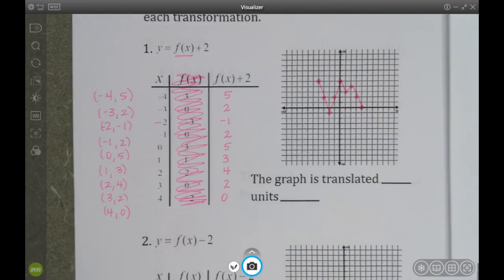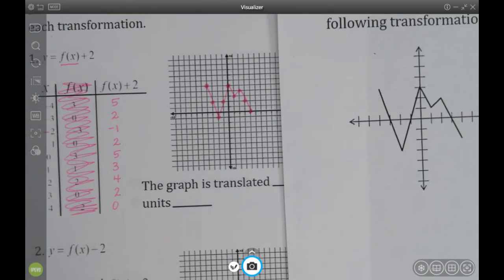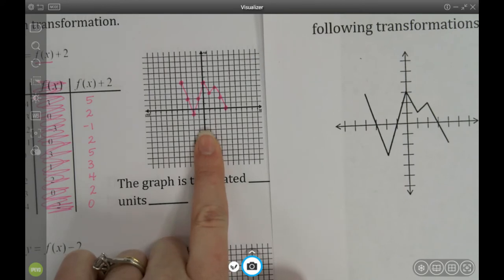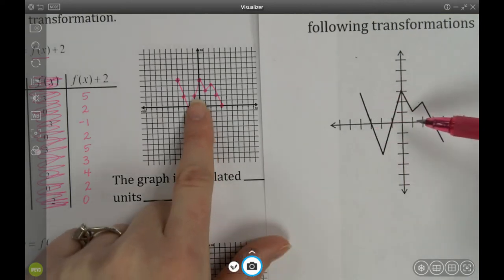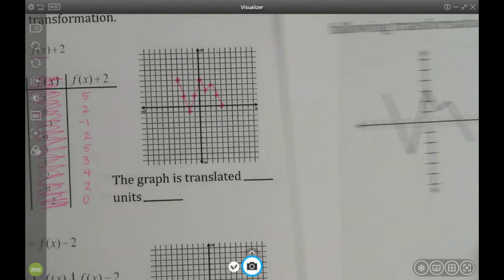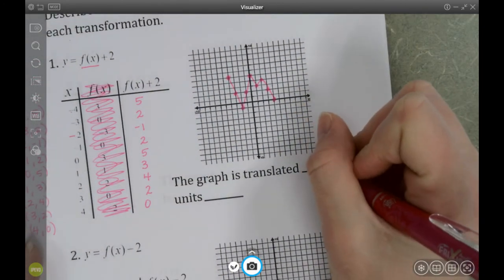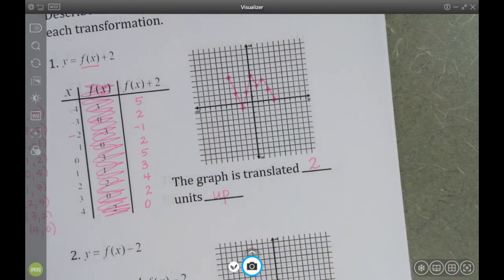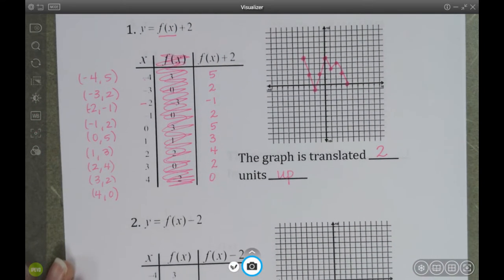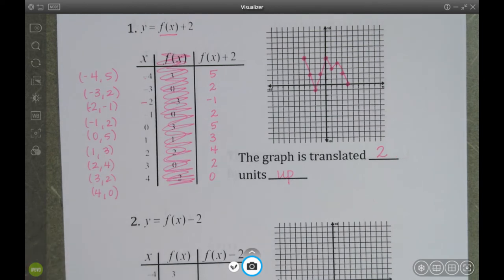Okay, now what happened between our original monster and this one right here after we added 2? It went up 2. We moved the whole monster and it shifted 2 units up, right? So the graph is translated 2 units up. So our original function on the front of our page, all that happened when we added 2 was we took the whole thing, we moved it up 2, right?